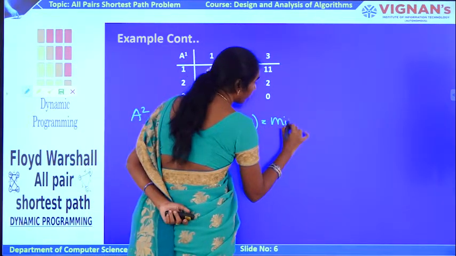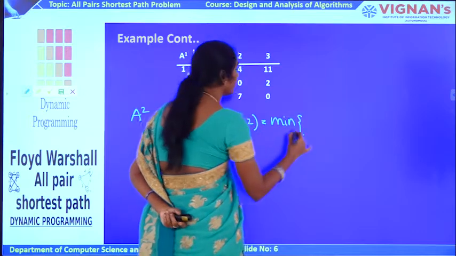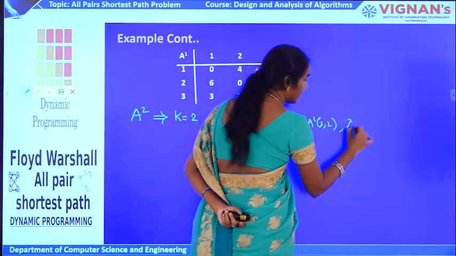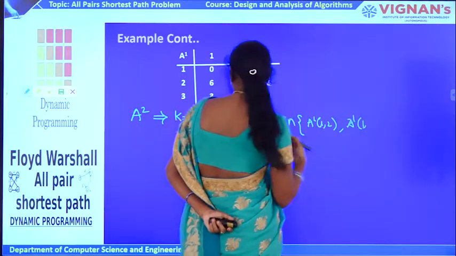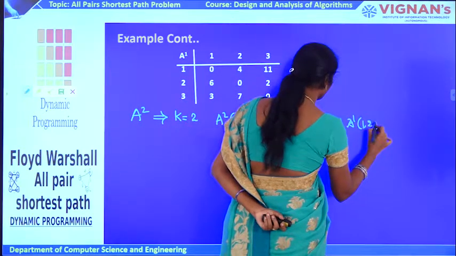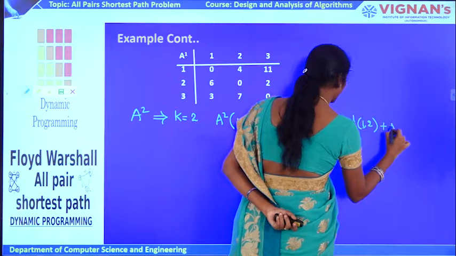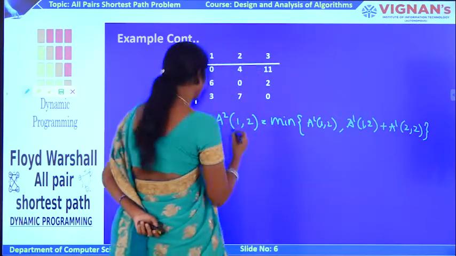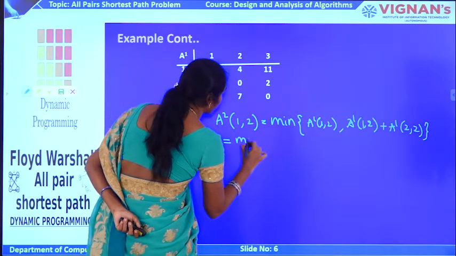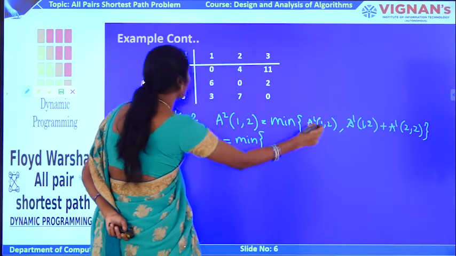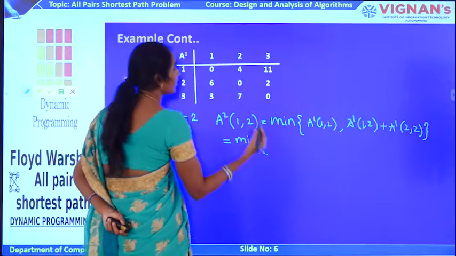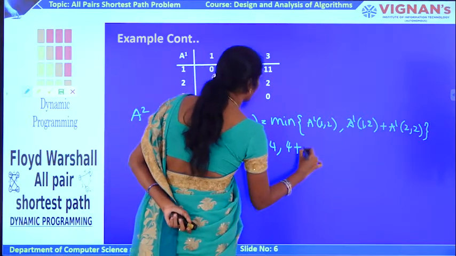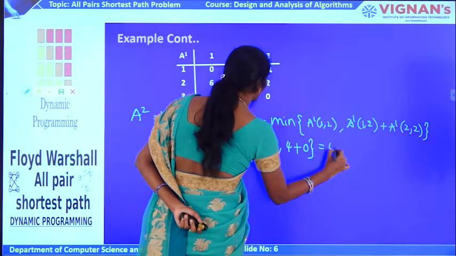Minimum of a1 of 1 comma 2, a1 of 1 comma 2 plus a1 of 2 comma 2, because 2 is the intermediate vertex over here. Now which is equal to minimum of a1 of 1 comma 2, which is 4, comma a1 of 1 comma 2 is 4 plus a1 of 2 comma 2 is 0. So which is equal to 4.